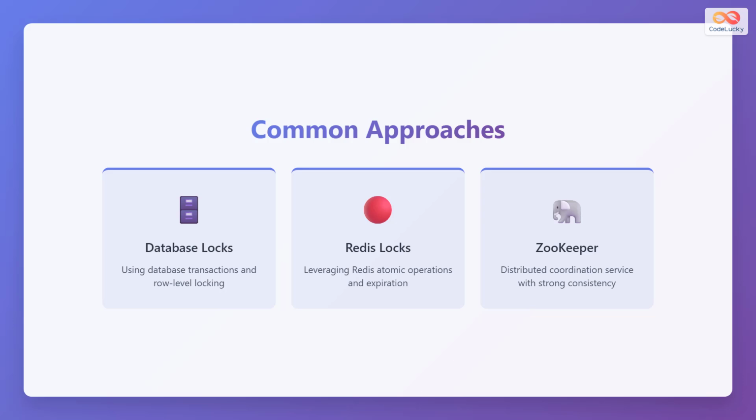Database locking uses the features provided by the database itself to ensure that only one transaction can modify a particular row or table at a time. Redis locks are based on Redis atomic operations, such as SETNX, to atomically set a key if it doesn't already exist, effectively acquiring a lock. ZooKeeper is a centralized service for maintaining configuration information, naming, providing distributed synchronization, and group services. ZooKeeper uses its hierarchical file system-like structure to represent locks.